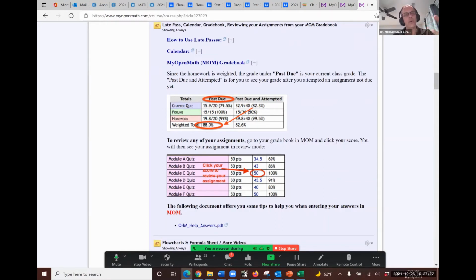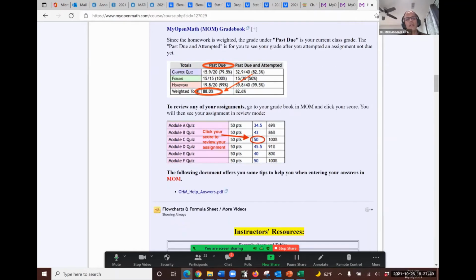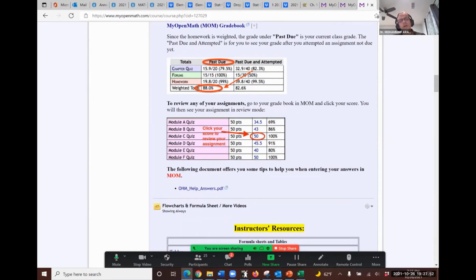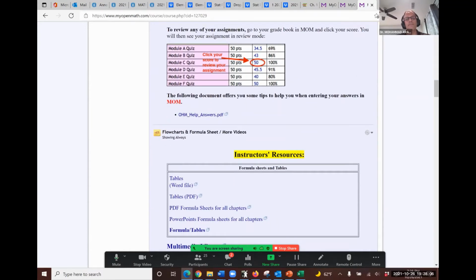When the course is over, if it's a percentage, I multiply it by 200 and put it in Canvas. At any given time, you should know what your homework is. Now take a look at the next one, because this question comes up. If you want to review any of your assignments, go to your gradebook in MOM and click your score. Click your score, and you can review the assignments.